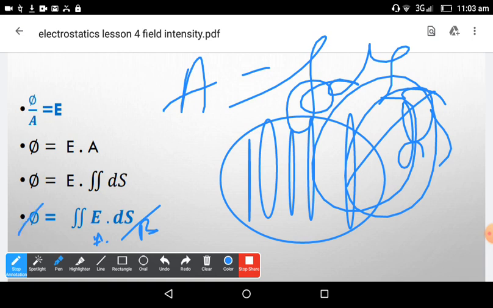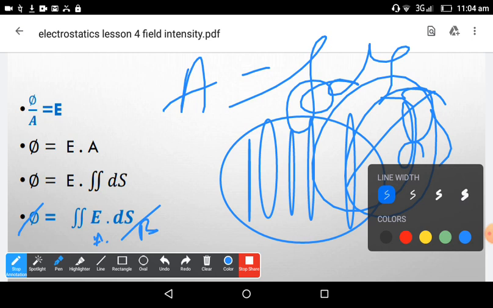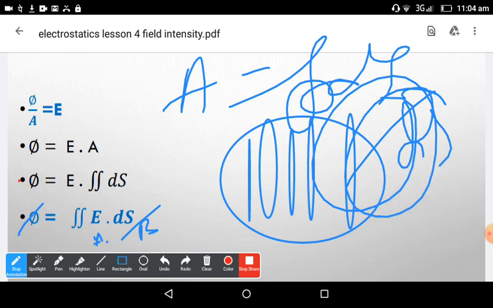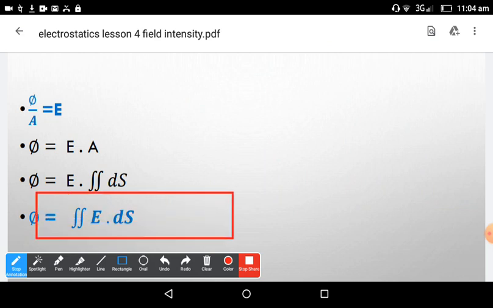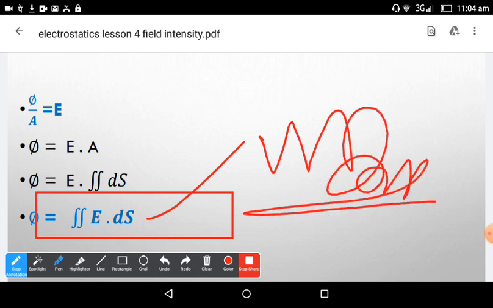So phi is a scalar. This is the formula of intensity of electric field. Intensity of electric field equals phi by A, and in integral form phi equals the integral of E dot ds. We use this equation for deriving Gauss law. This is very, very important for Gauss law, so you should remember this.